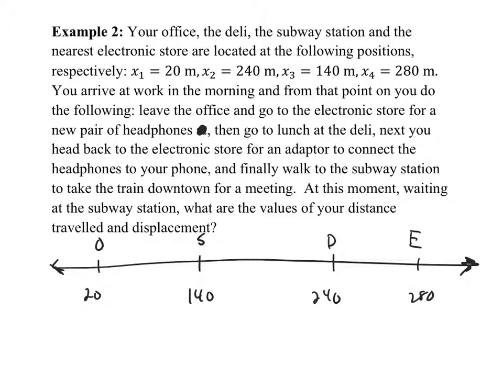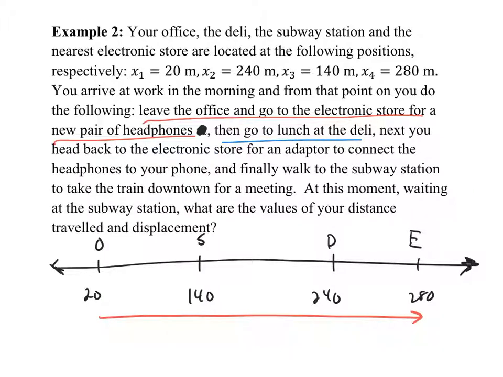So the first part says, you leave the office, and you go to the electronics store. So here's our first denotion right there. That's our first path. Leaving the office and going to the electronics store. The second one in blue, you then go to lunch at the deli. Well, you're at the electronics store. You can't just teleport. So you're starting at the electronics store now, and you're going to the deli.